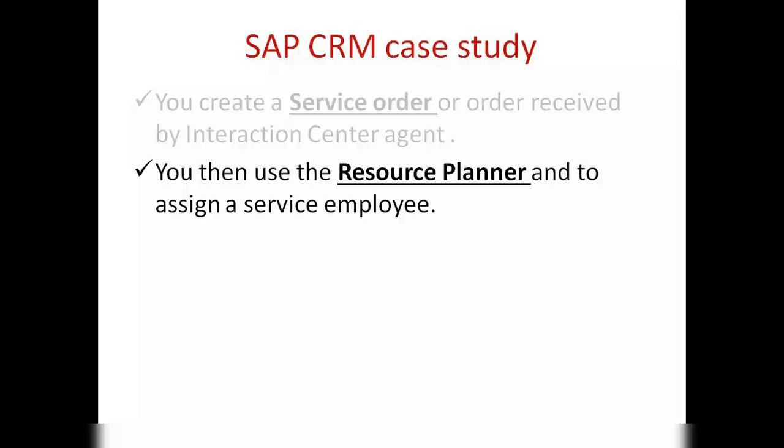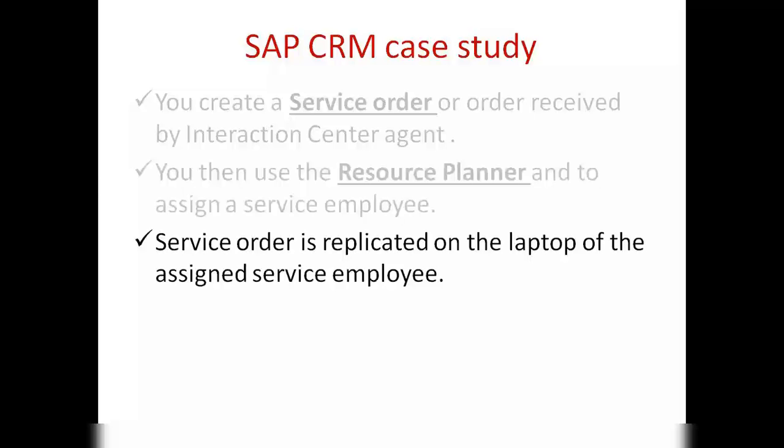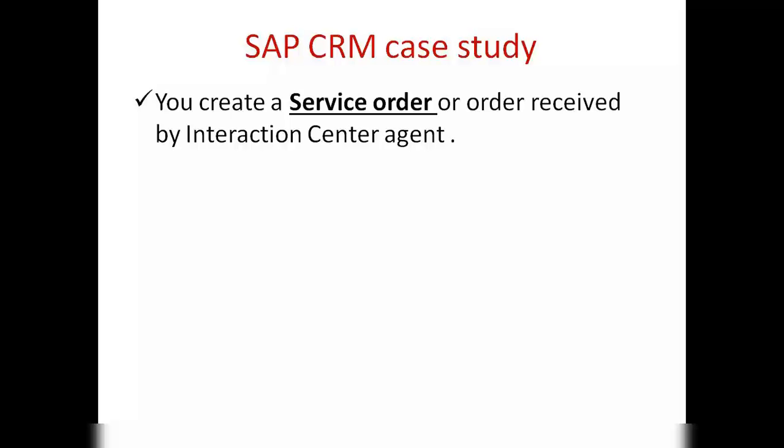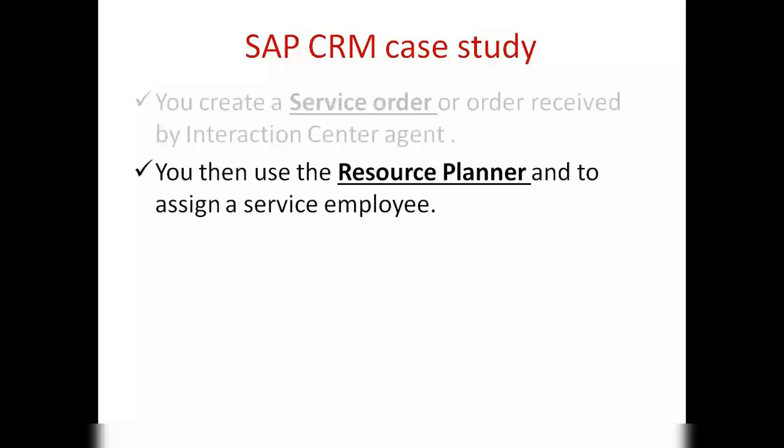So we need to assign the job to a service technician, which is done by the resource planning tool, which I'm going to show you in a minute. Okay, that's in the resource planning. And third step is service, or once you assign the job. So I received a service order which I was creating in the CRM system. Then I will use the resource planning tool to assign the service technician to do the job.